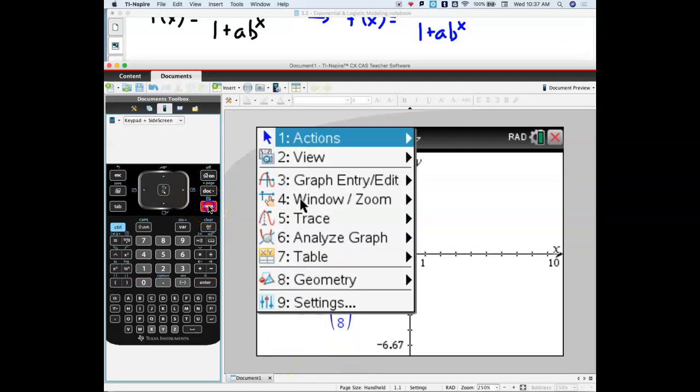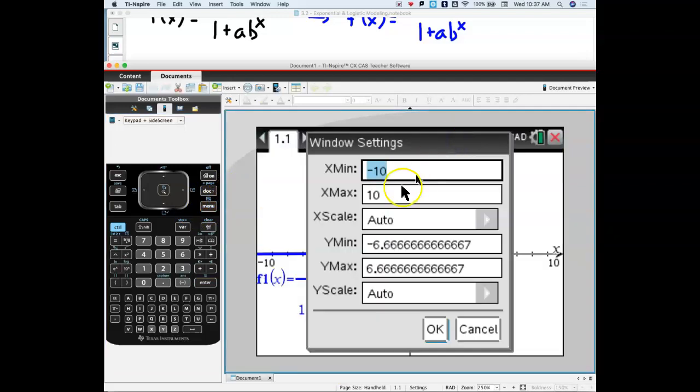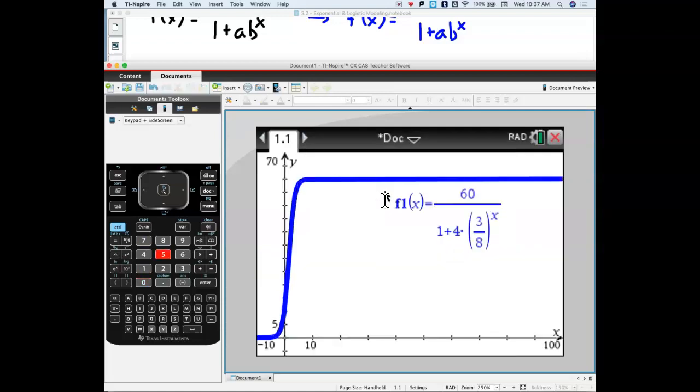So I've got to change my window. Let's go out to 100. Okay. So there is my exponential growth. It goes through, if we found the 0 here, it would go through 0, 12, and it would go through 1, 24, exponentially growing, but then it slows and it flattens out.